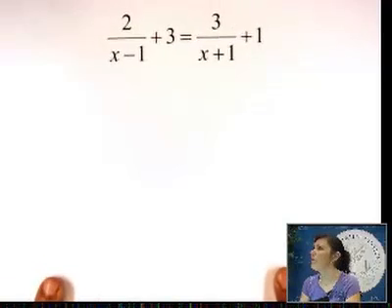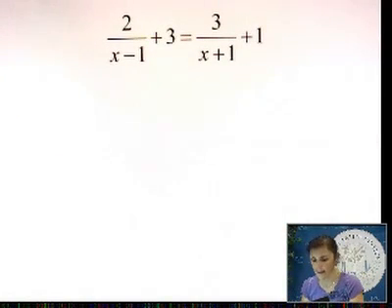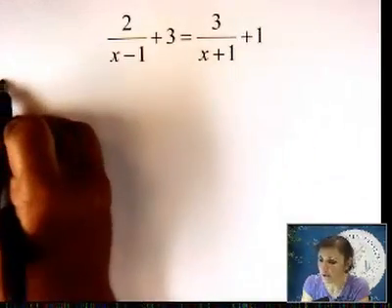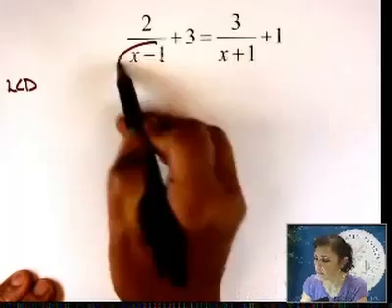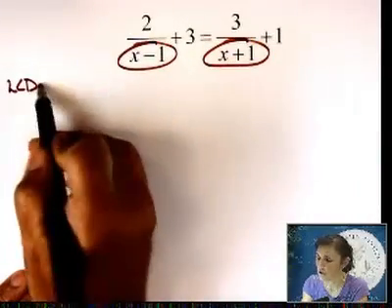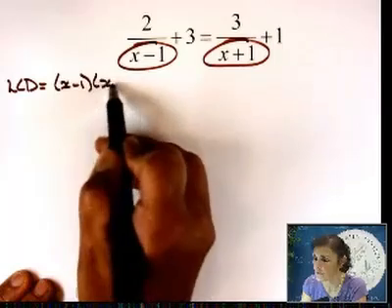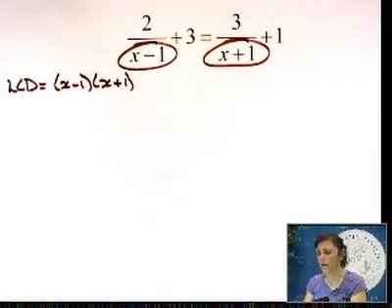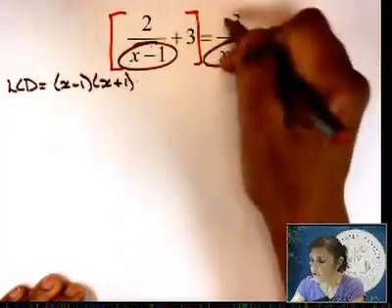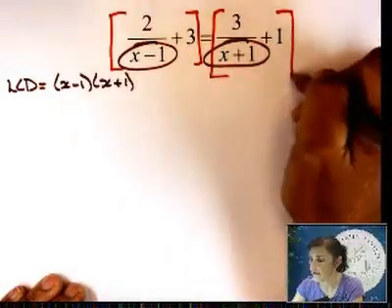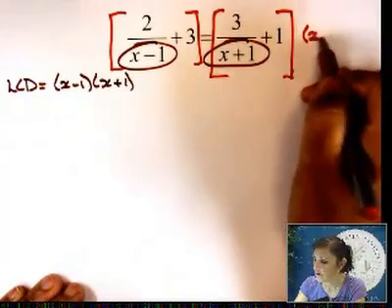How about I have something that has x's in the denominator? The procedure is the same. Find the lowest common denominator of all fractions involved. Here you have x minus 1, x plus 1. So lowest common denominator is simply x minus 1 times x plus 1. Then you put your brackets on the left, put the brackets on the right, and write the LCD on the right and the left.